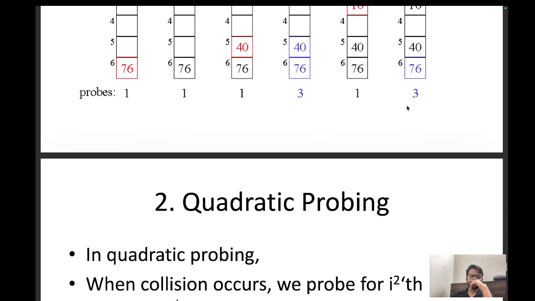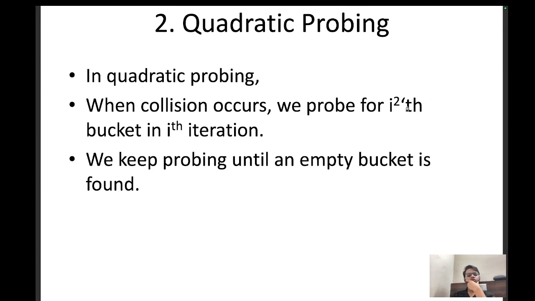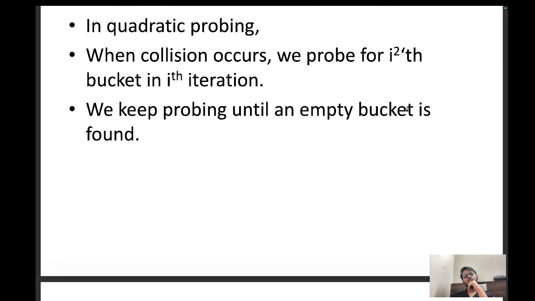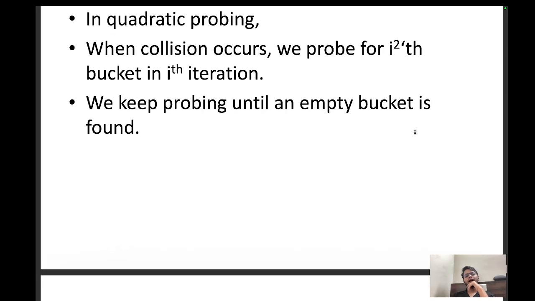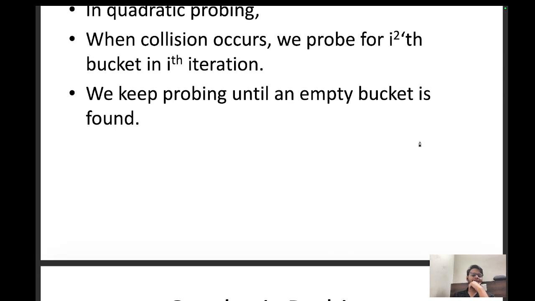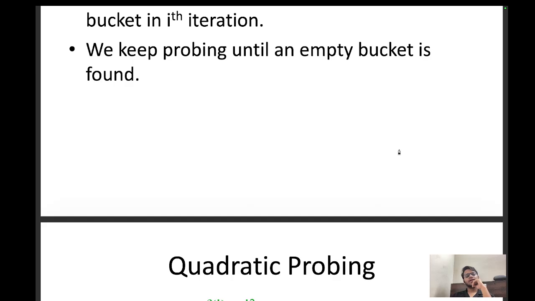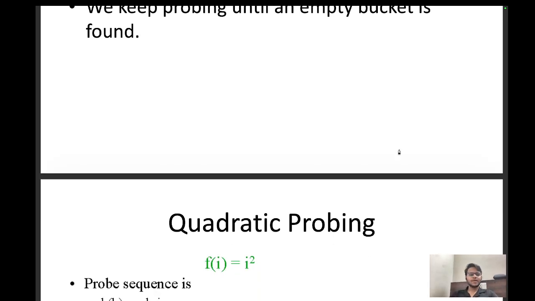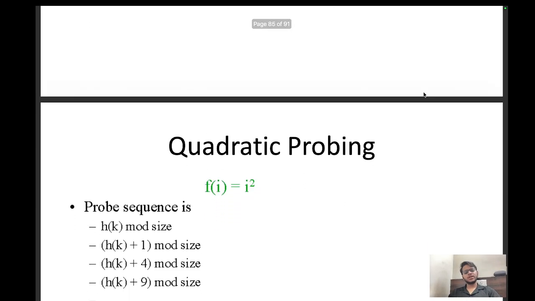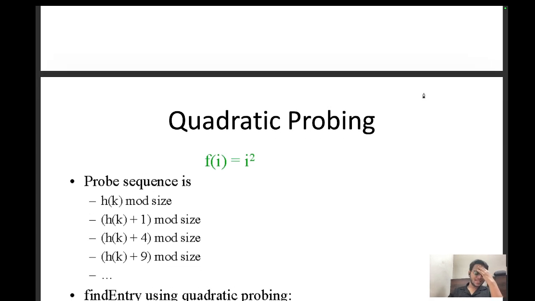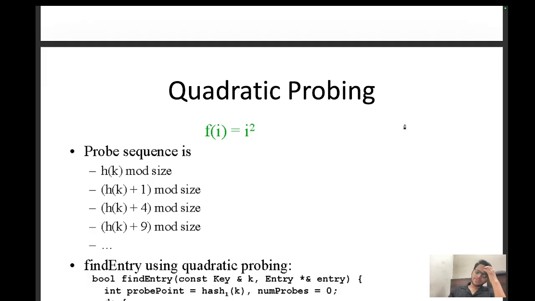So the second one is quadratic probing. When a collision occurs, we probe for the i squared element bucket in the ith operation. We keep probing until an empty bucket is found. The concept is similar to what I explained in the previous video, in the previous slide, but the only difference is that we are using the square of the key value.